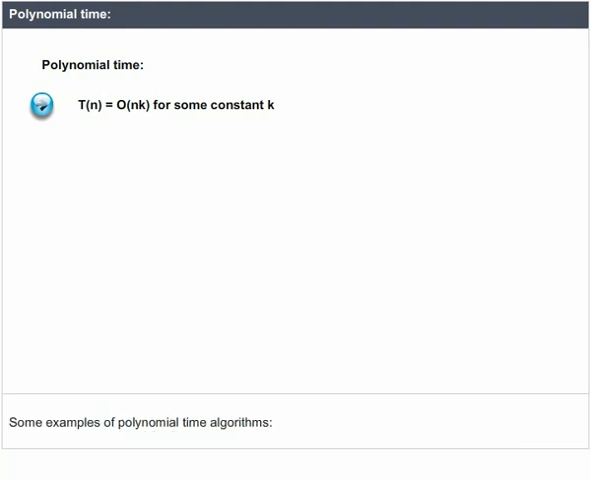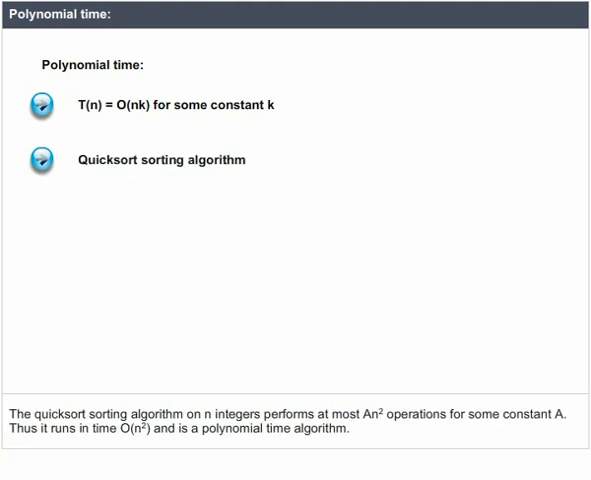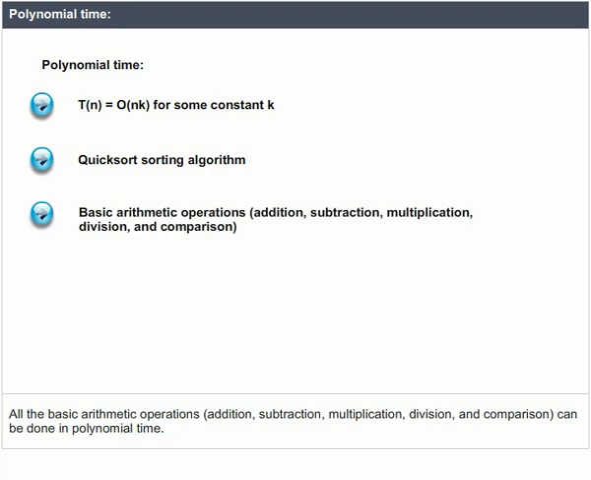The quicksort sorting algorithm on n integers performs at most a n square operations for some constant a. Thus, it runs in time O of n square and is a polynomial time algorithm. All the basic arithmetic operations, addition, subtraction, multiplication, division, and comparison can be done in polynomial time. Maximum matching in graphs can be found in polynomial time.